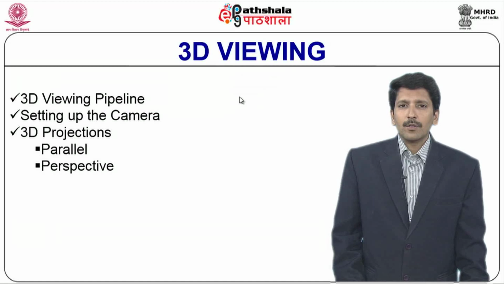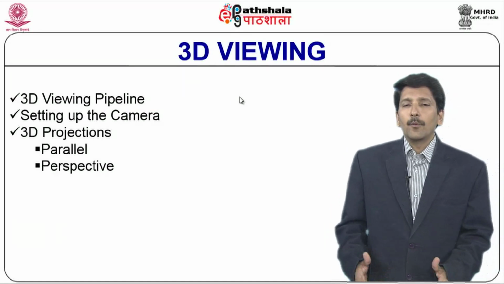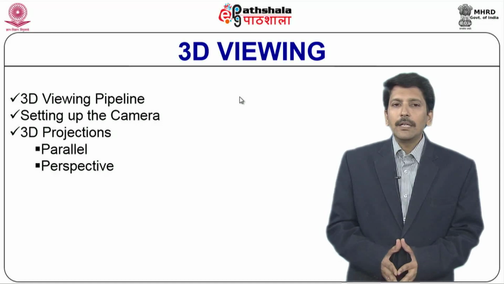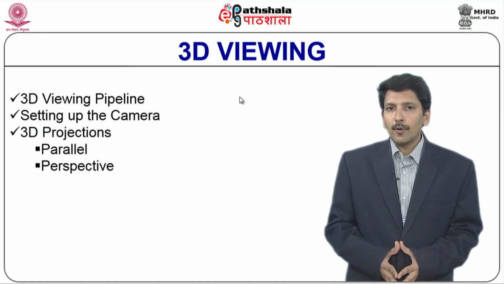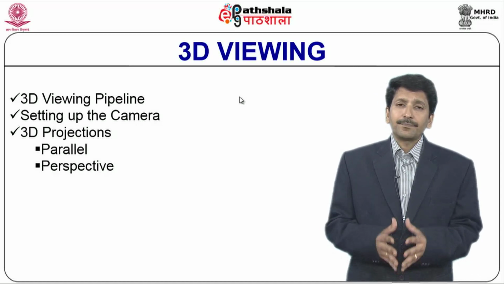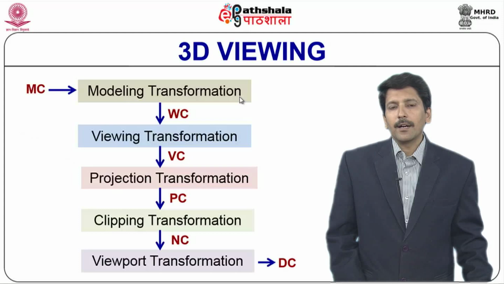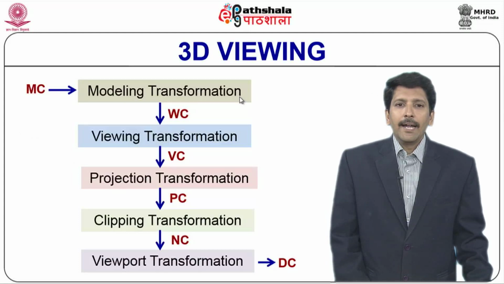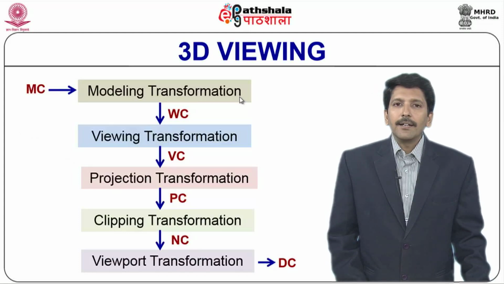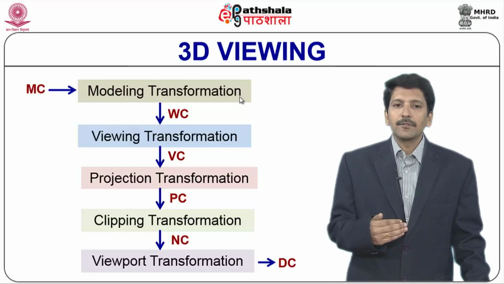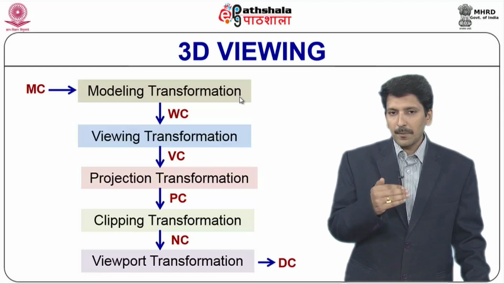Let us focus on how the viewing coordinate system is set up. What is 3D viewing? 3D viewing is basically setting up the viewing coordinate system and then setting up the projection, like parallel or perspective. That is simply understood as 3D viewing. At the end, we have the clipping transformation and the viewport transformation, which follow the projection transformation.